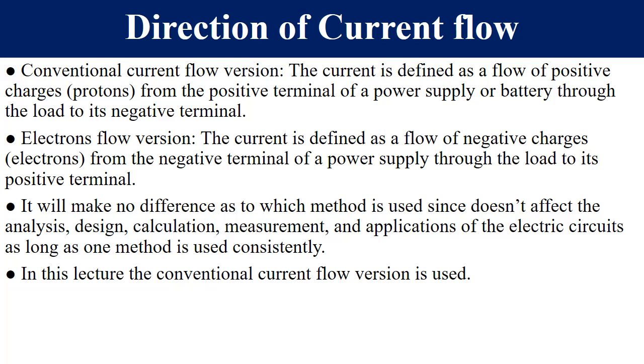Then the electron flow version. This is the flow of negative charges, that is electrons, from the negative terminal of the power supply through the load and to its positive terminal. Guys, let me also point out that it makes no difference insofar as circuit analysis, the measuring of current and voltage across the load, or even the analysis, design, calculation, measurement, and applications of electric circuits, as long as we are using one method consistently. And like I said, we'll be using the conventional current flow version.